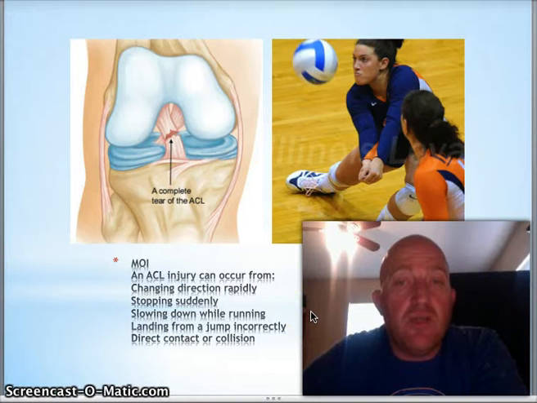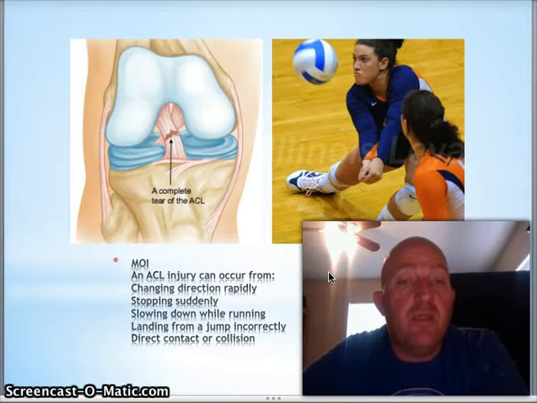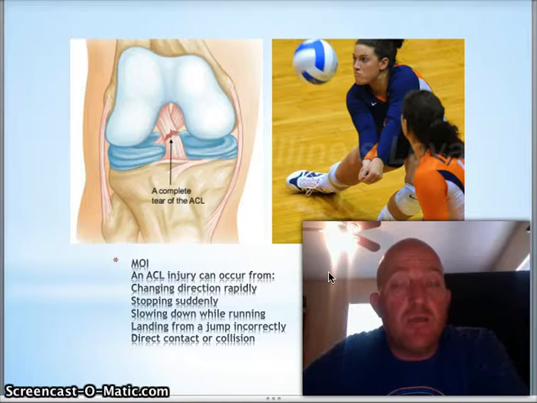The mechanism of injury for this would be changing direction rapidly. Anytime we change direction rapidly, this puts force on the knee because our weight is moving in that direction and we're trying to stop it. So the force is applied to the knee, causing that tear. Stopping suddenly, again, we're trying to stop our weight very suddenly, could cause a lot of force and pressure to that ligament.